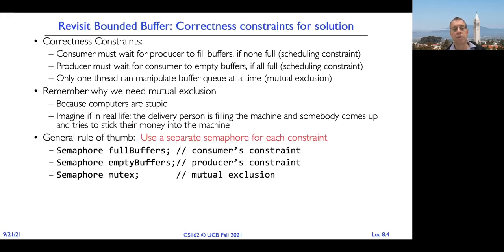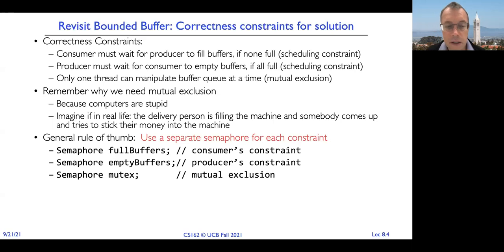Okay. So how are we going to implement it? For each of these constraints, we are going to use a semaphore. So we are going to use a semaphore for full buffers, which is the consumer constraint, and for empty buffers.